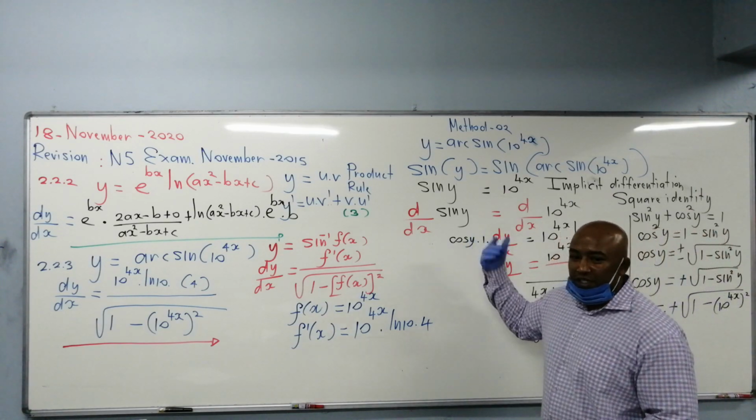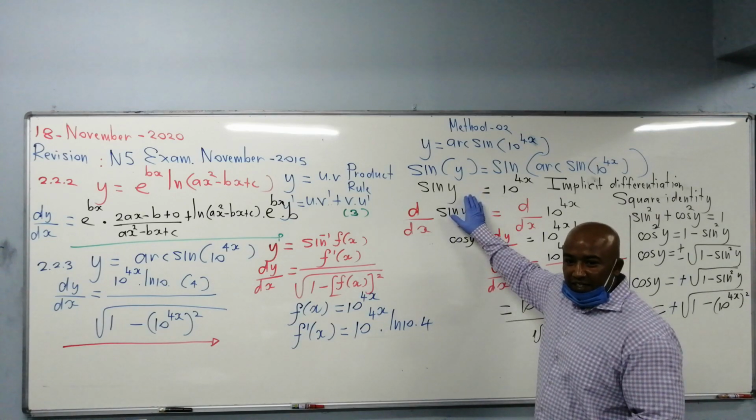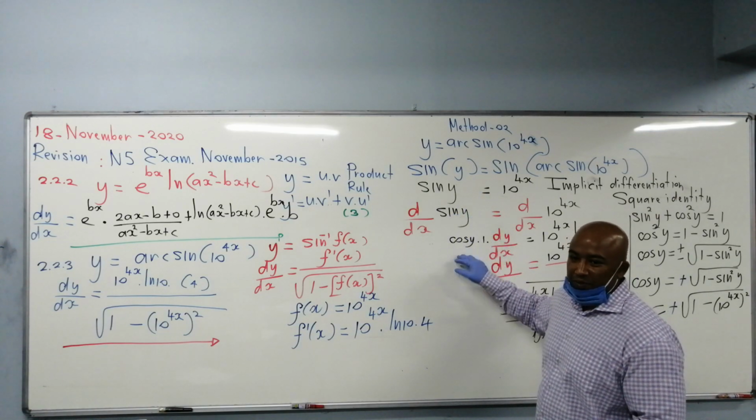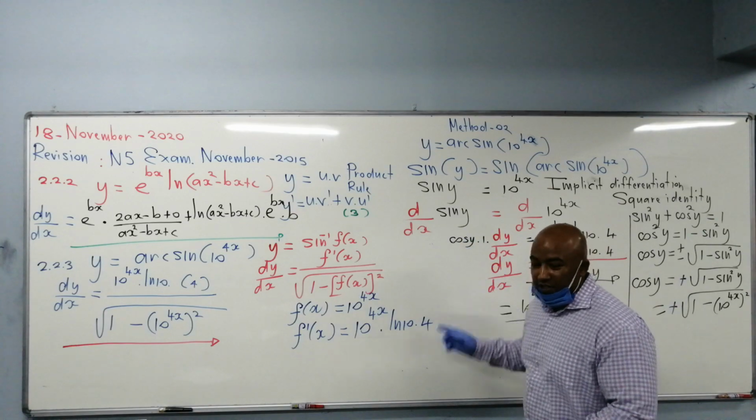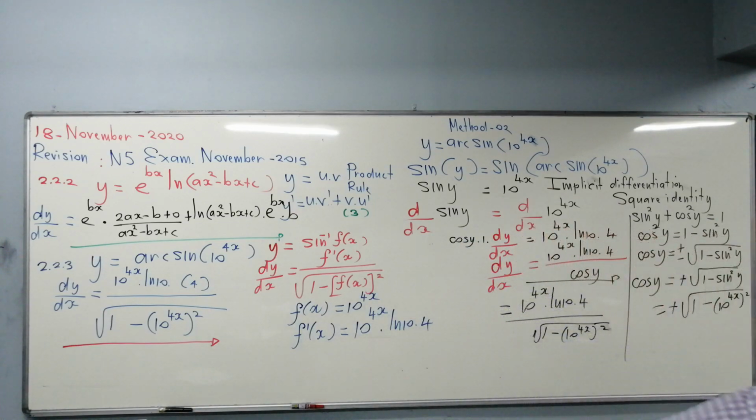Right, so yeah, let me just go back. When you integrate sine, it's minus cos. But when you differentiate sine, positive cos. That was the mistake.